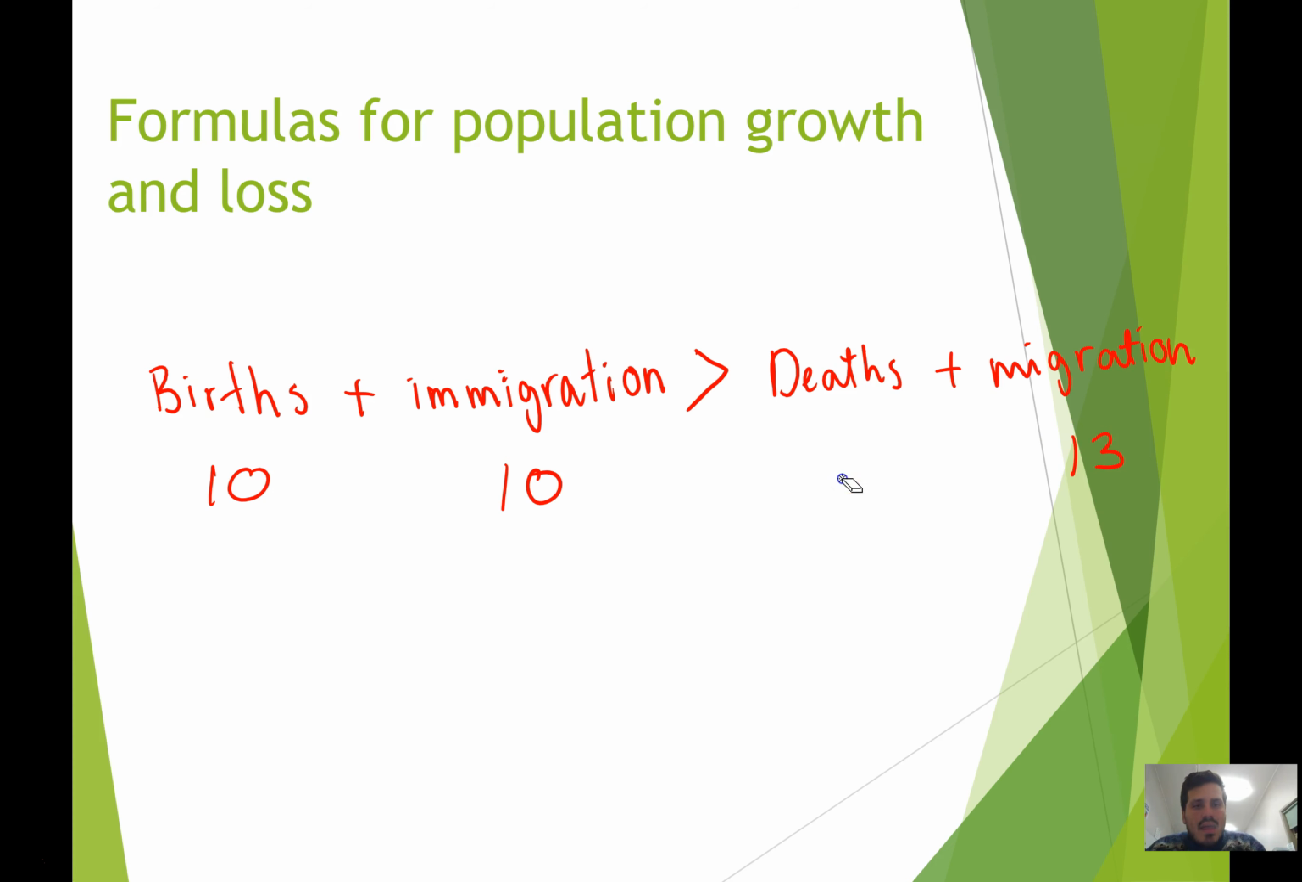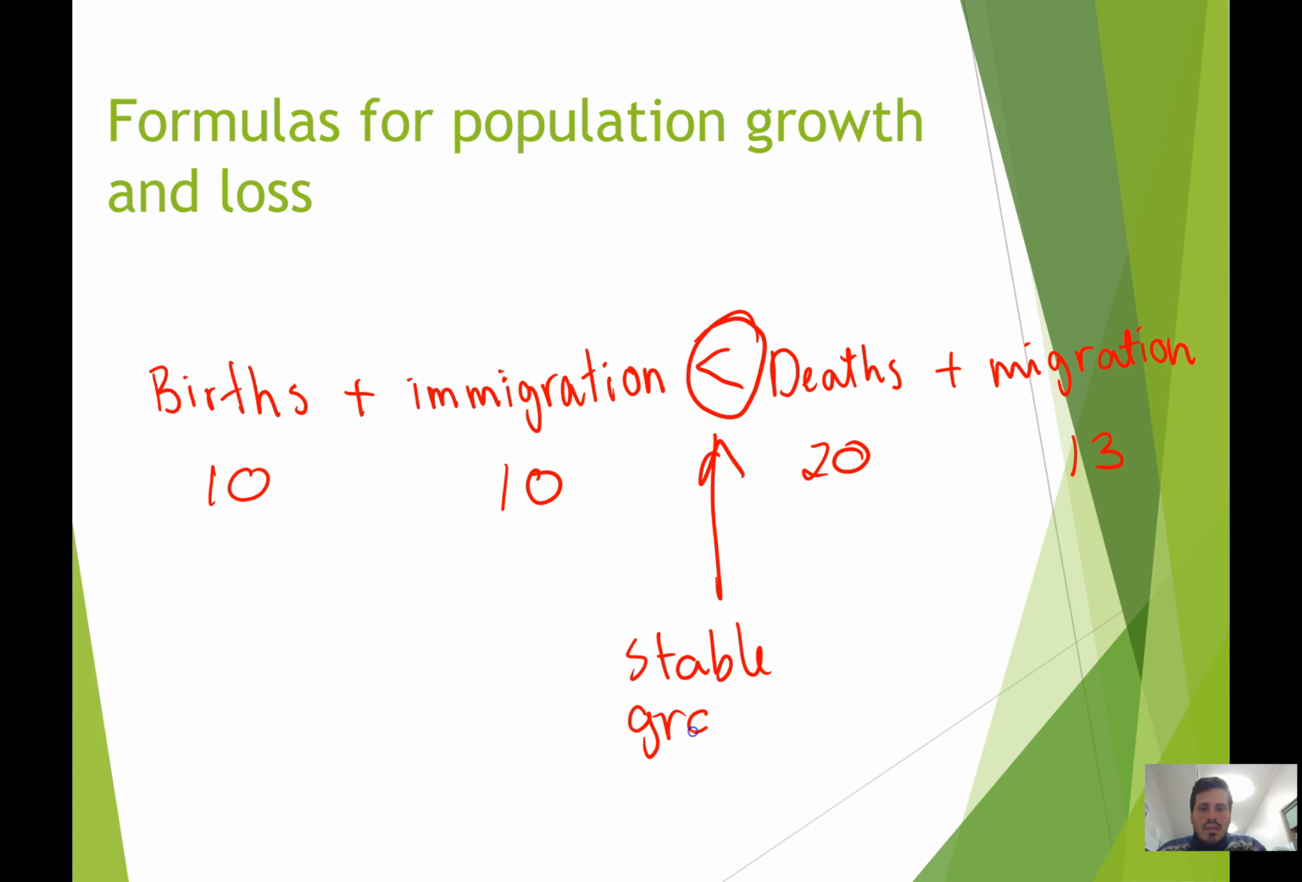And it's the same if, for example, a big catastrophe happened and we had 20 deaths in our population, then this symbol would swap and we get this happening. But pretty much we would indicate here stable, growth or loss.